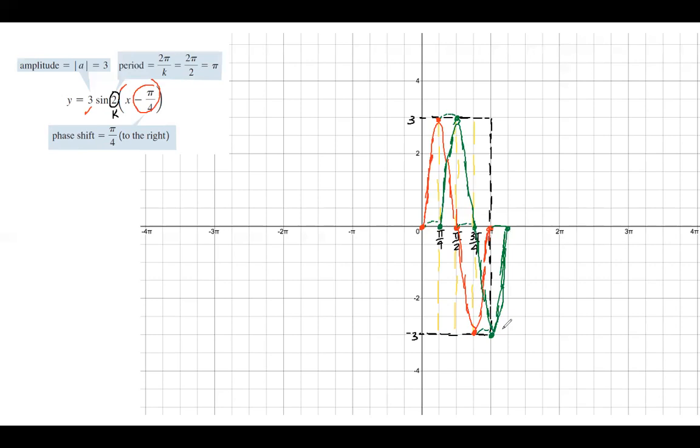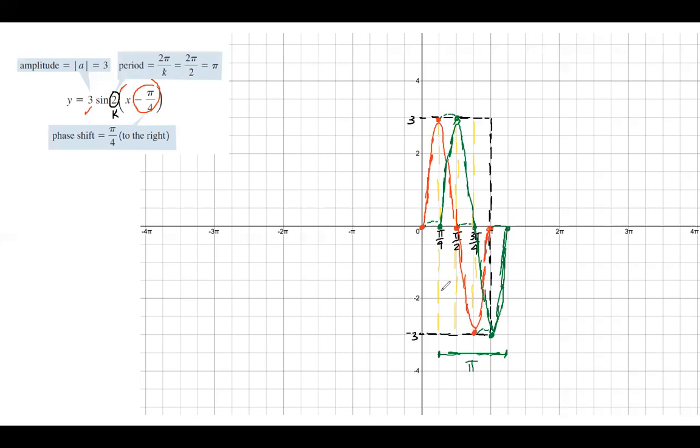If you notice, the distance between the starting value and the end of the cycle of the green one is still pi. Even though it's not as clear as before, because you're not starting at 0, it's the same distance. So the period is still pi, even though we're not starting at 0, 0.